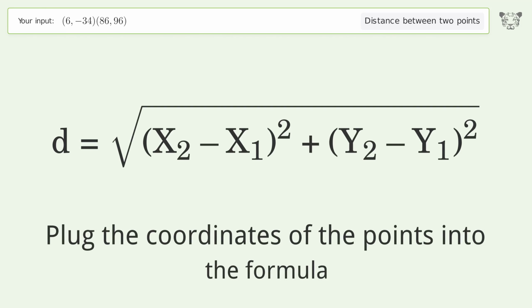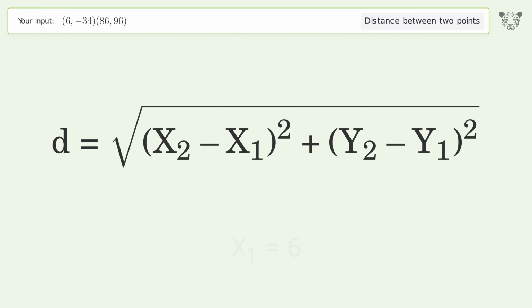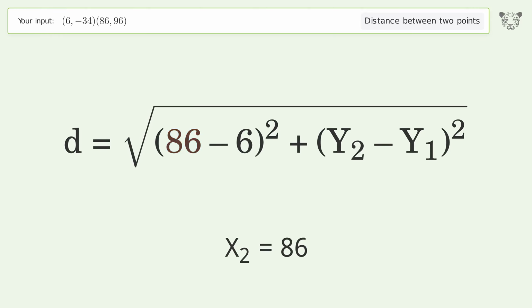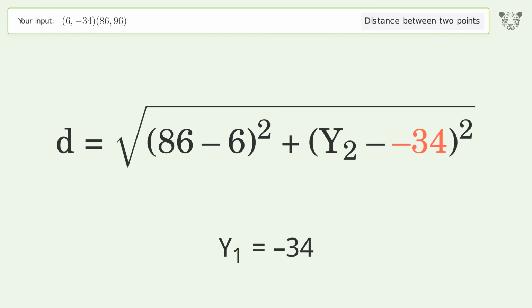Plug the coordinates of the points into the formula. x1 equals 6. x2 equals 86. y1 equals -34. y2 equals 96.